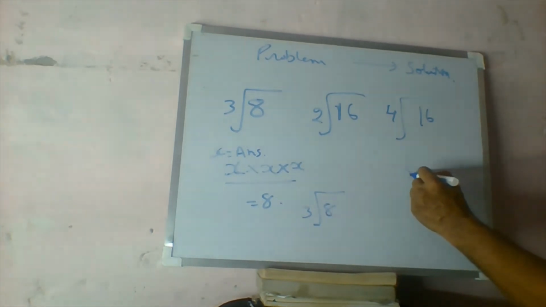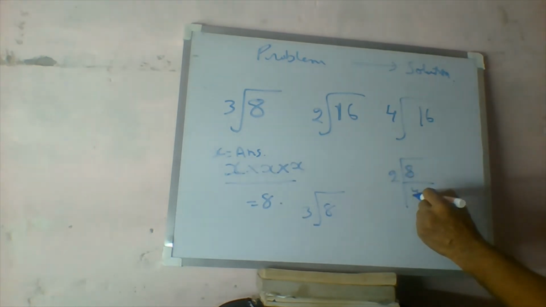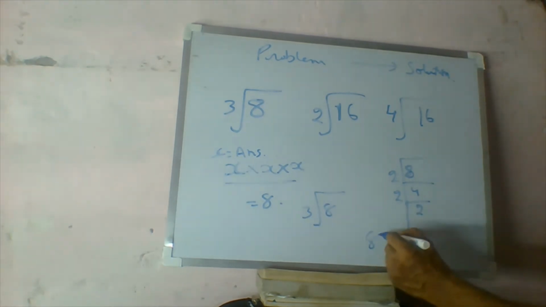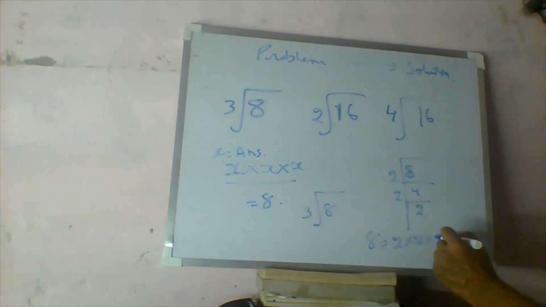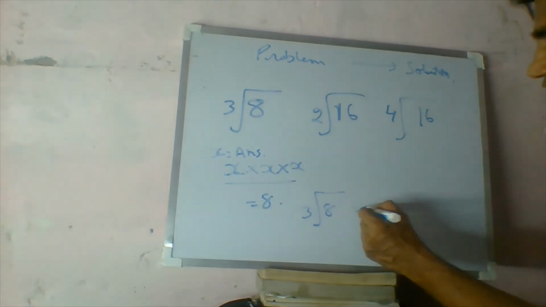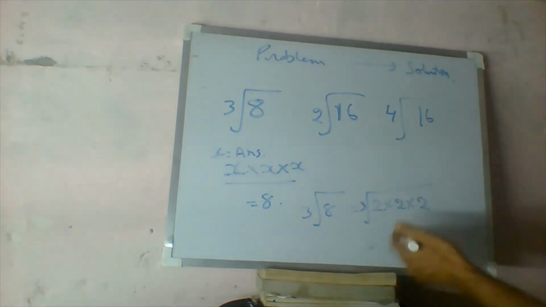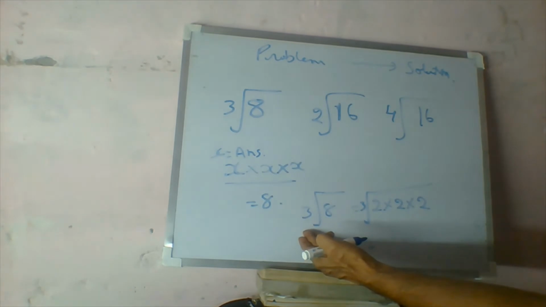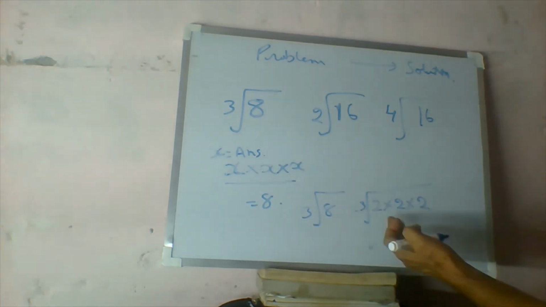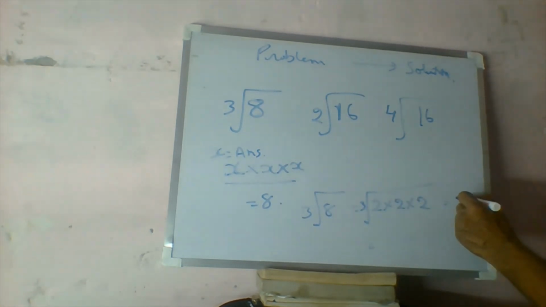So what can I do? I can factorize it. 8 is equal to 2 into 2 into 2. But exactly, it is asking me to find a number that, if multiplied by itself 3 times, should be 8. So the answer is 2.